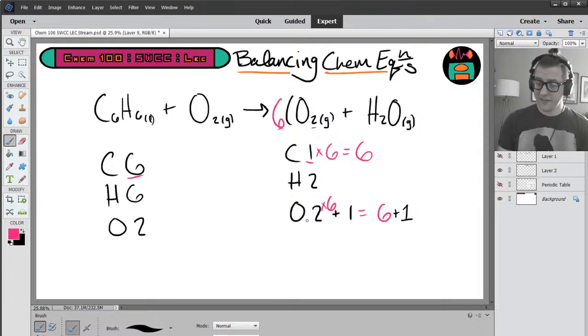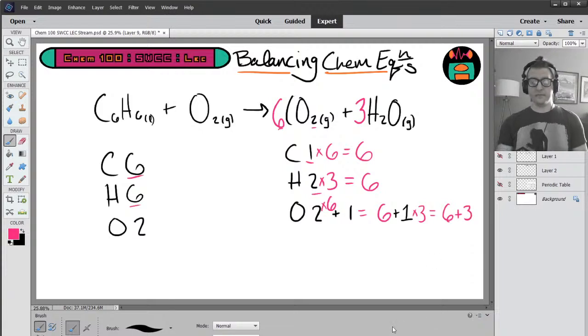2 doesn't go into 7 evenly, but for hydrogen, 2 does go into 6 evenly. So let's multiply water by 3. When we do, this changes my hydrogen count and my oxygen count as well. Now I have 6 hydrogens and 6 plus 3 oxygen atoms.